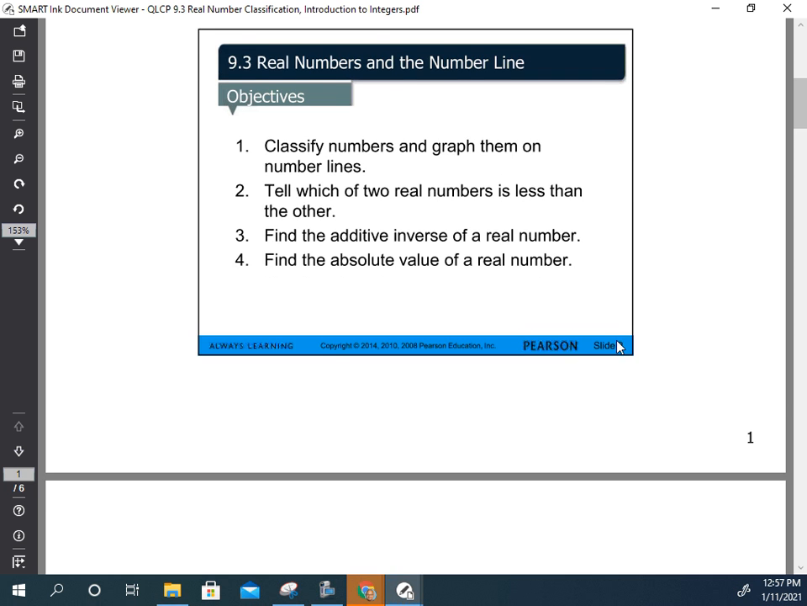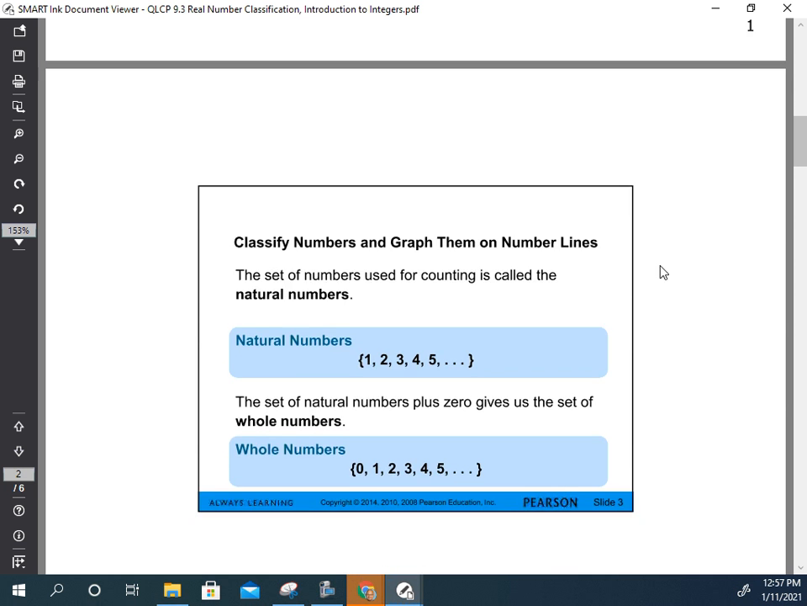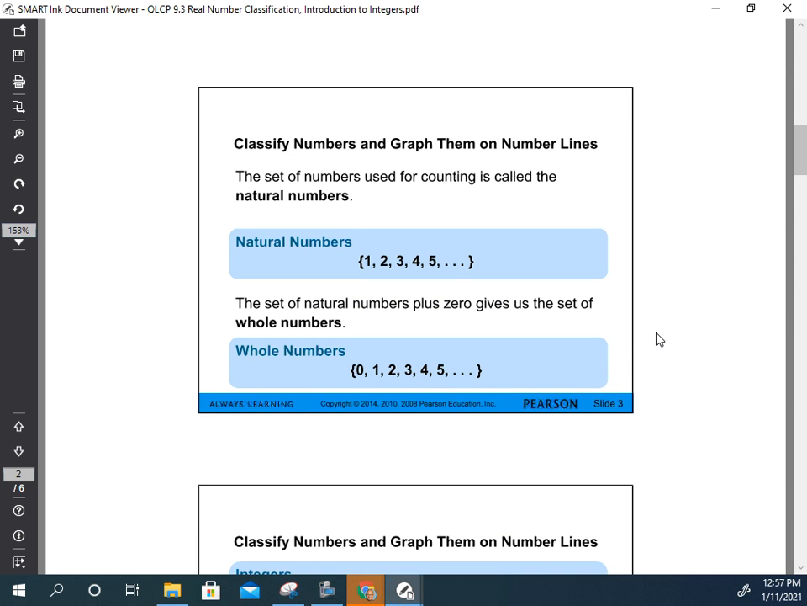So let's go ahead and start with basic numbers. Every single number that exists has a classification to it. They fall in a category.